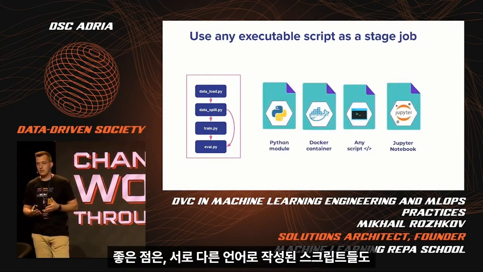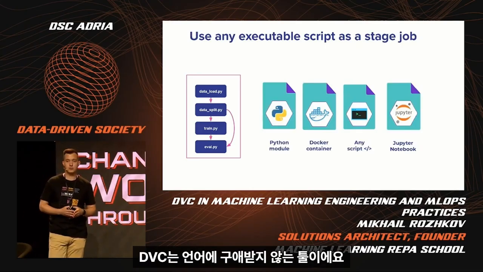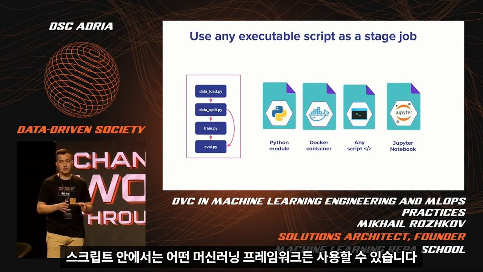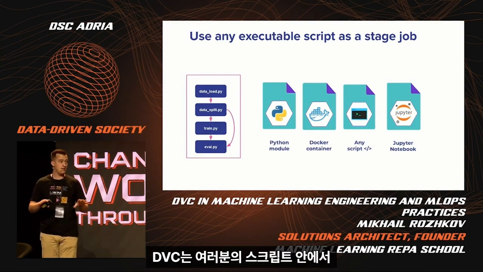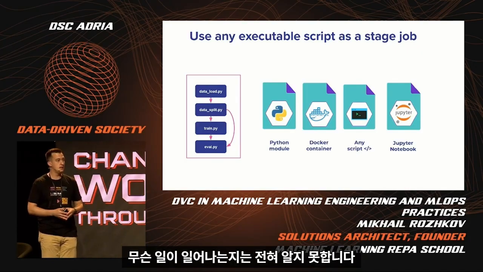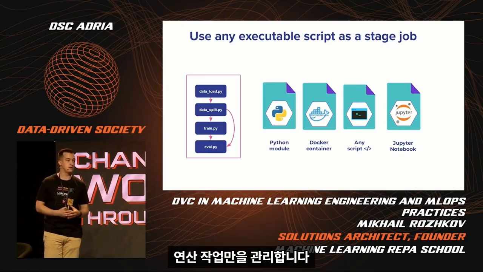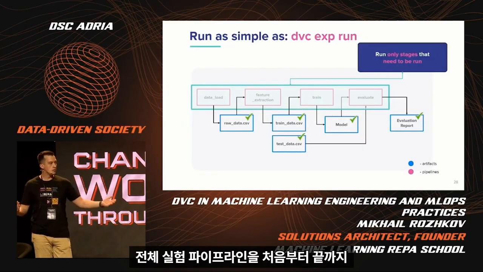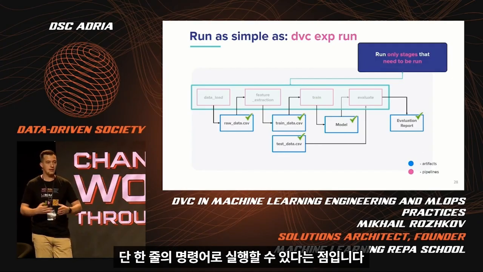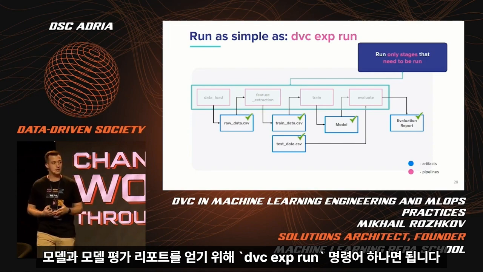What is good is that you can run different scripts in different languages. So it's a language agnostic tool. Inside your scripts, you can use any machine learning framework, scikit-learn, PyTorch, TensorFlow, whatever. So DVC doesn't know anything about what is inside your scripts. It only takes care of inputs, outputs, and the computational DAG that it runs. And here is another interesting feature. You need only one command to run the whole experimental pipeline from the start to the end to get your model and model evaluation report, DVC run.